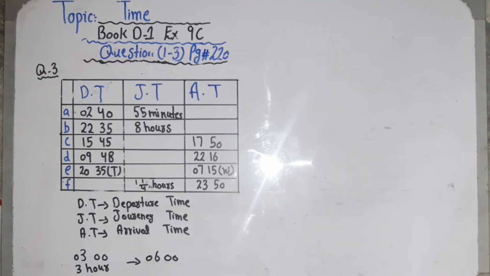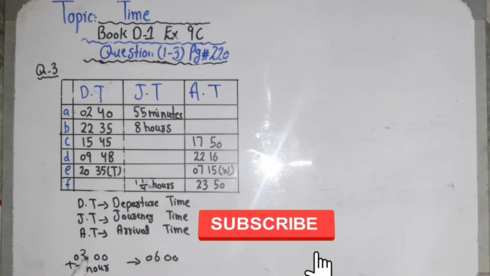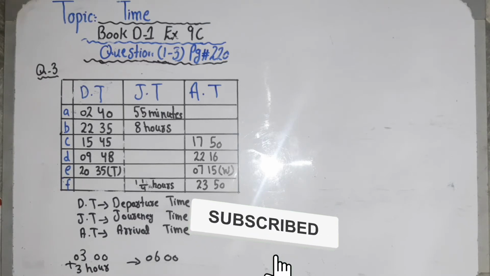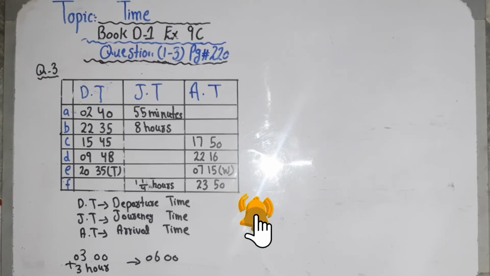The reason for explaining this question with the help of that example is that you understand that when you have to find arrival time, you have to add journey time and departure time. This is the basic aim: whenever you have to find arrival time, you have to add departure time and journey time.